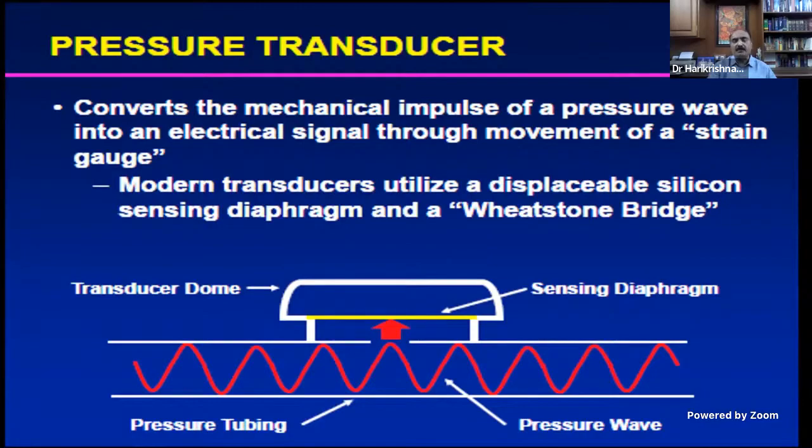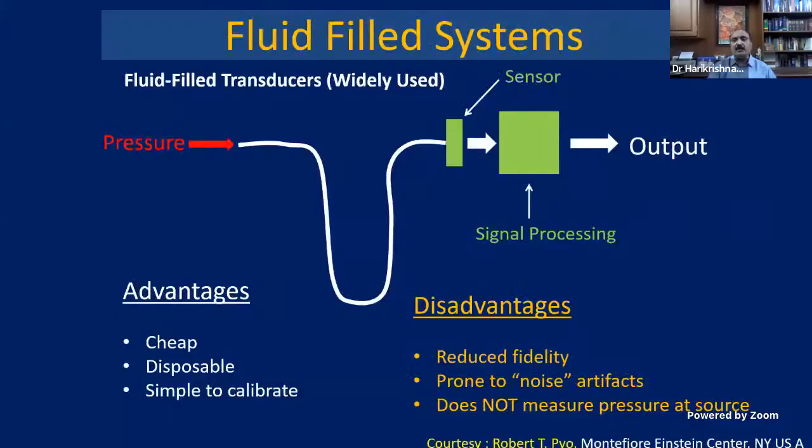I'm not going into those details. There is a sensing diaphragm, and the Wheatstone bridge principle, etc. But you should know some of the limitations of the pressure recording systems which we currently use. What we currently use are fluid-filled systems. For example, when you are doing a coronary angiogram, the catheter is connected through tubing to the sensor, which we place on the stand, where the three-way is connected to the sensor. The sensor generates an output, which is processed and shown on the screen.